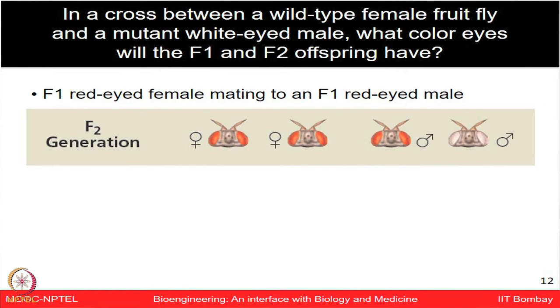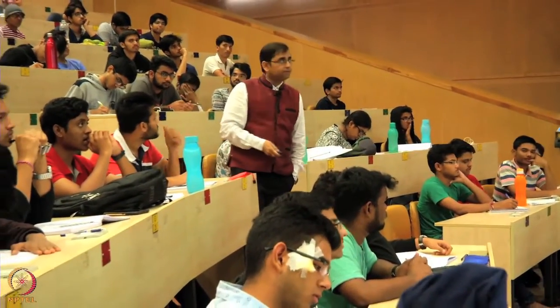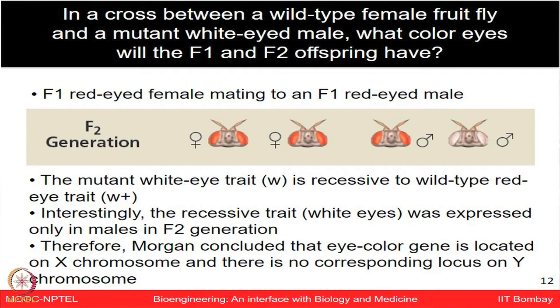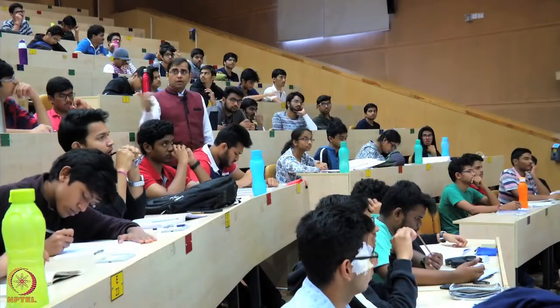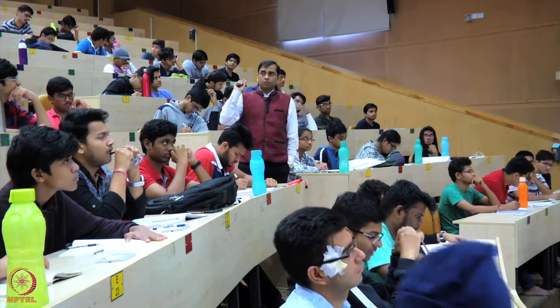All right, so what we just discussed, the cross. The main points are that the mutant or white-eye trait is recessive compared to the wild-type red-eye trait, which is W plus. The recessive white eye was expressed only in the male in the F2 generation. I think you rightly observed this, and that led Morgan to conclude that the eye color gene is located on the X chromosome and not on the Y chromosome. So while that's segregating, there is some specificity about where these genes are located. The conclusion from the experiment is that we saw evidence that chromosomes are indeed the locations of what Mendel defined as heritable factors. Mendel was only able to say that there are some factors transmitting from one generation to the next. Morgan was also able to show that there is a chromosomal basis to them.